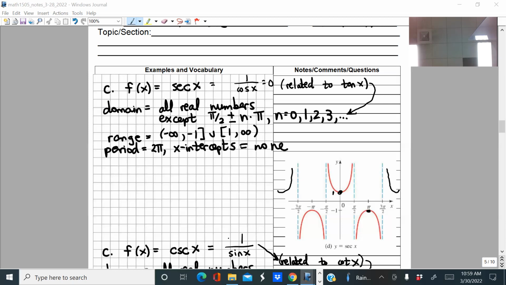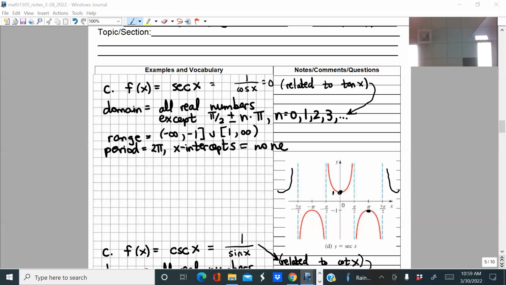But remember, cosecant is 1 over sine of x. So what's going to be missing from the domain of the cosecant? You cannot have what? Sine of x. You don't want to be dividing by 0. So anywhere sine is 0, that's not going to be in the domain of the cosecant function.